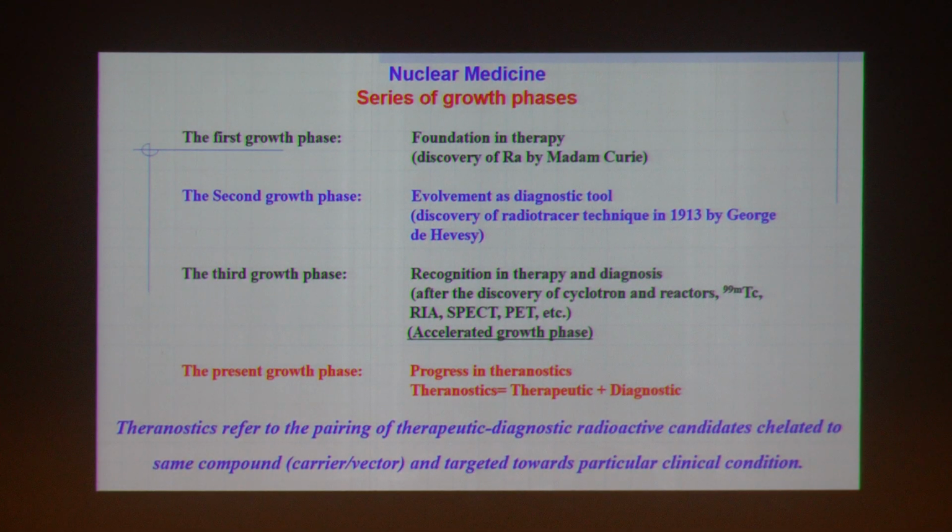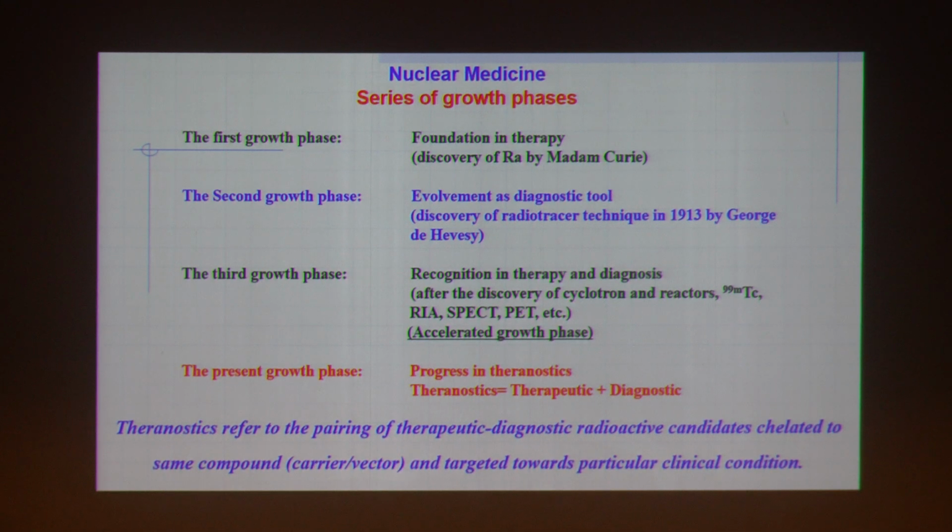So if I'm talking about radioisotopes for nuclear purpose or nuclear medicine, then I must go through the growth phases in nuclear medicine. The first growth phase is obviously the foundation laid by Madame Curie with the discovery of radium, after which it was the Radium Institute. Radium was used for various purposes, for medical purposes, and then the second growth phase followed, the evolvement of radioisotopes as a diagnostic tool.